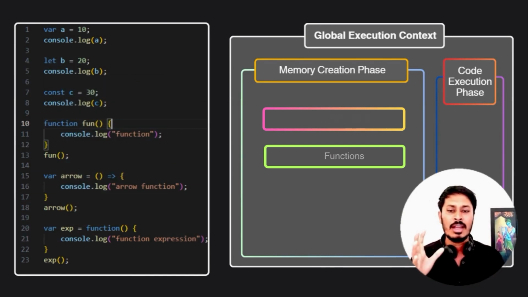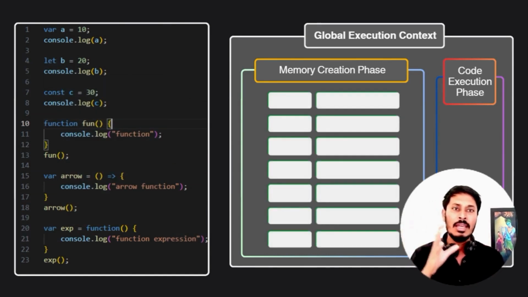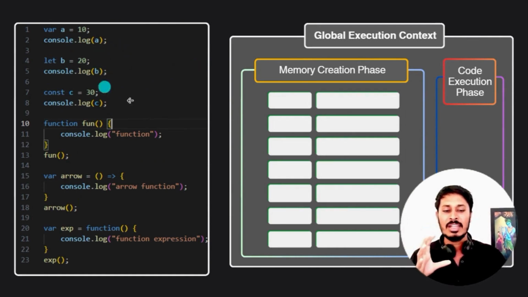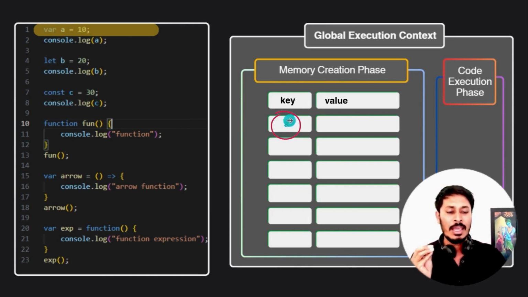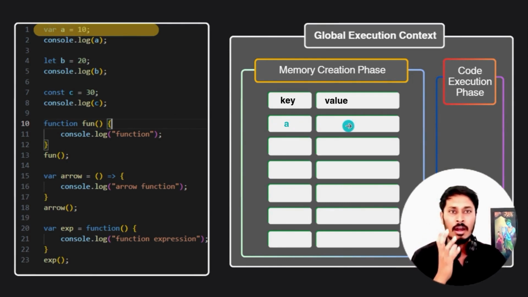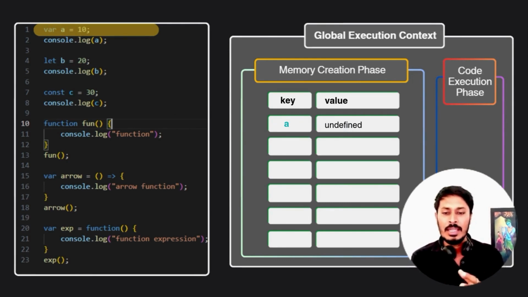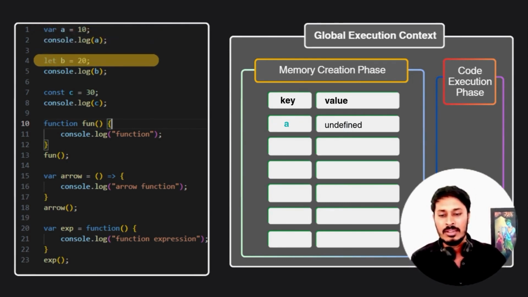Now let's understand how exactly the memory creation phase works. The memory will be created for all the variables and functions, and those are stored as key-value pairs. When the memory creation phase starts, first JavaScript comes to line 1 and sees we have a variable A. So memory will be created for the variable A, and initially it will assign a special value called undefined. Then it will move to the next variable, that is variable B.